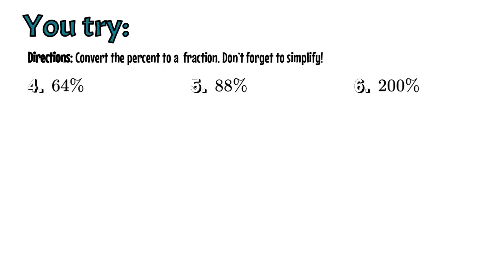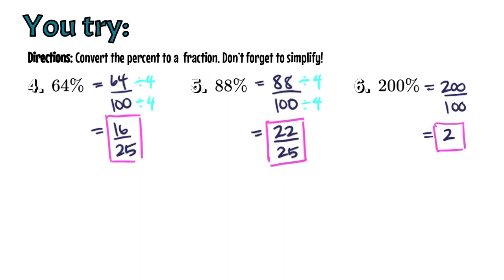Try some examples on your own. Numbers 4, 5, and 6. Convert the percent to a fraction, and don't forget to simplify. Pause the video now and try these 3 problems. All right, hopefully you paused the video and you saw that 64% equals the fraction 16 over 25, 88% equals the fraction 22 over 25, and 200% actually simplifies to an integer, 2.